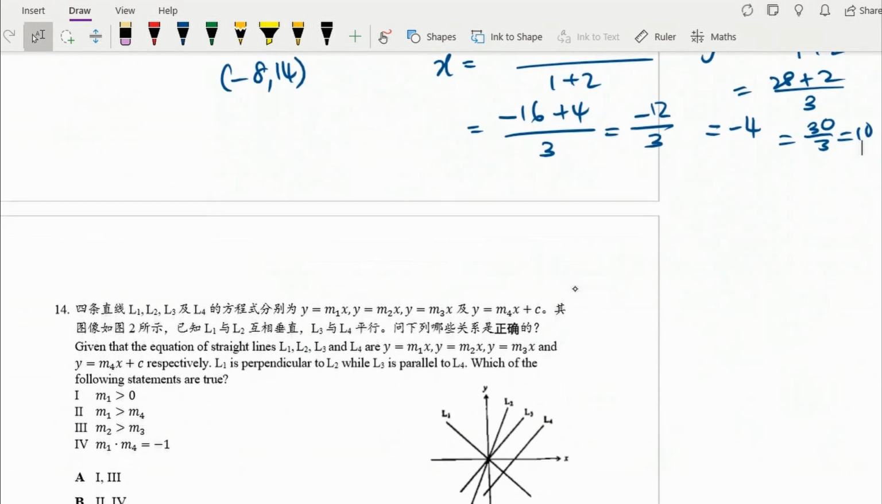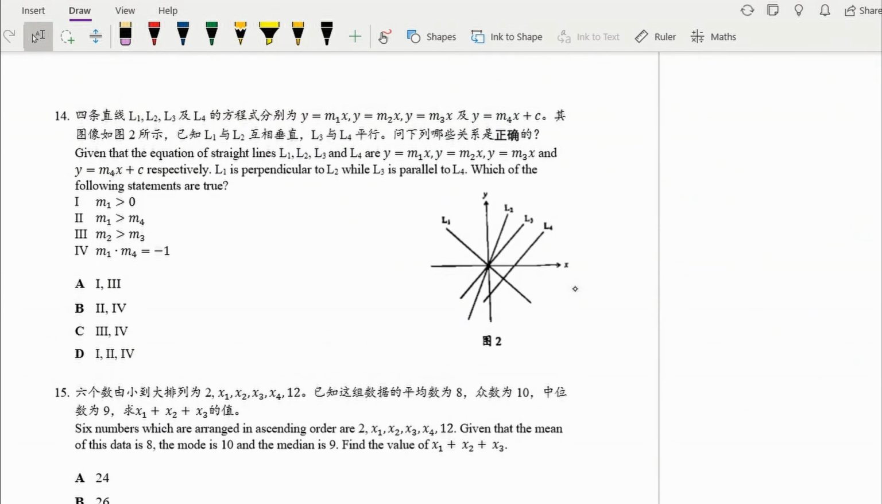Question number 14. This question looks like an SAT question. True or false question. I hope I don't need any working for this question. It's a concept question. Anyway, let's read the question. I read the Chinese version. 4 straight lines L1, L2, L3, L4 with the formula M1x, M2x, M3x, M4x plus C. The one with plus C means this is your C.